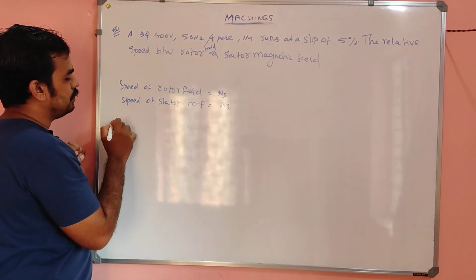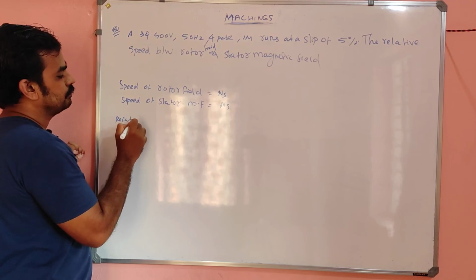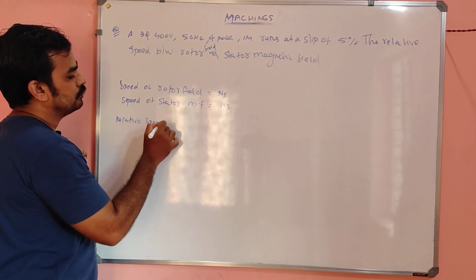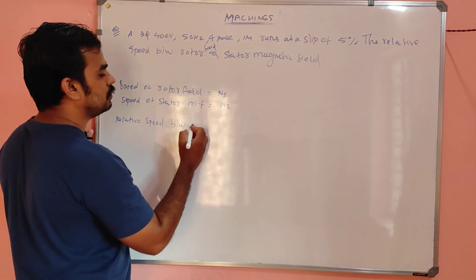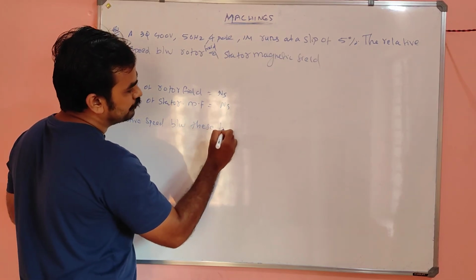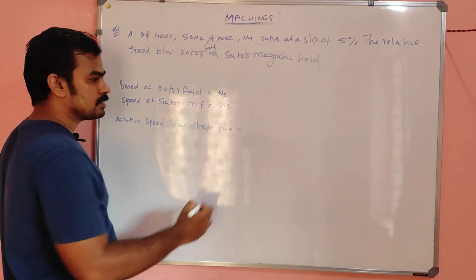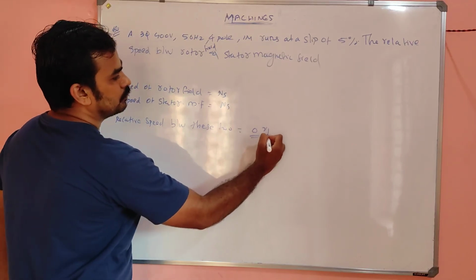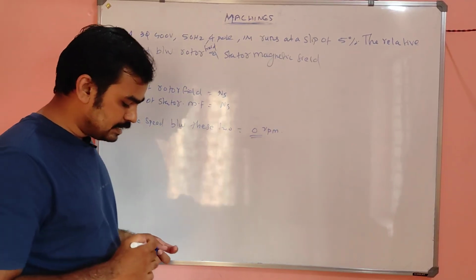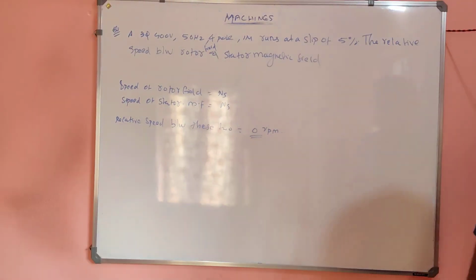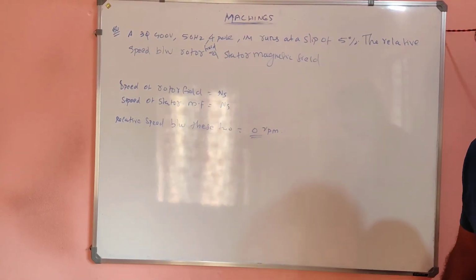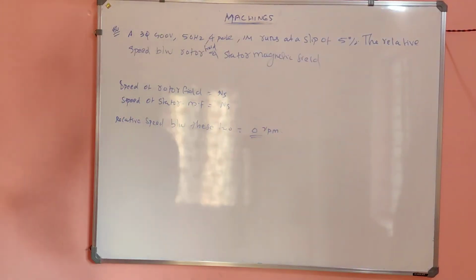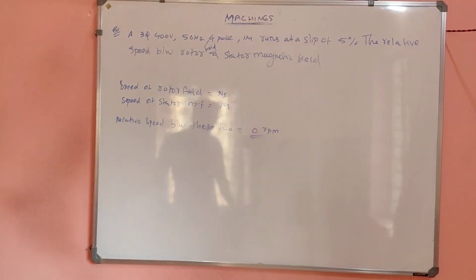So the relative speed between these two is equal to 0 rpm. So that is the answer. 0 rpm is the answer. Did you get the idea, my dears?